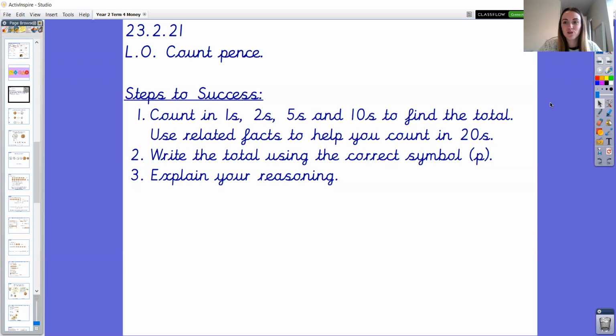So this morning, the short date is 23.2.21 and the learning objective is count pence. So please pause the video here and write the date and learning objective in your maths book.